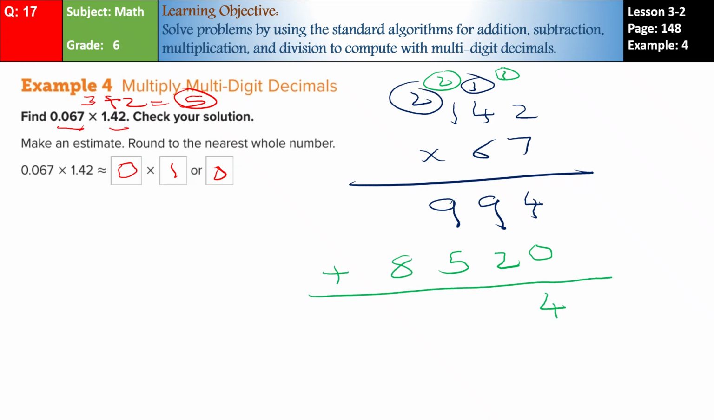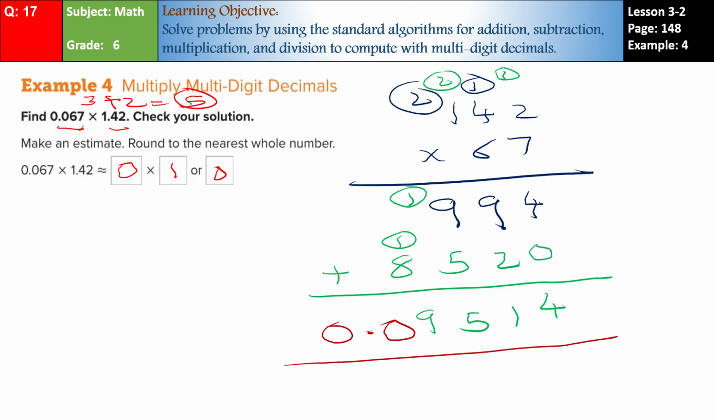4 plus 9... 2 plus 9, 11, 1 will go up. 9 plus 1, 10, plus 5, 15. 5 and 1 will go here. 8 plus 1, 9. Now how many decimal places are there? 5. So what we do, how many do we have here? 1 2 3 4. So we will add 1 zero from our side and then we will put a decimal point here. So the answer is 0.09514. So is it closer to 0 approximately? Yes. So our estimation is correct and our answer is also correct.